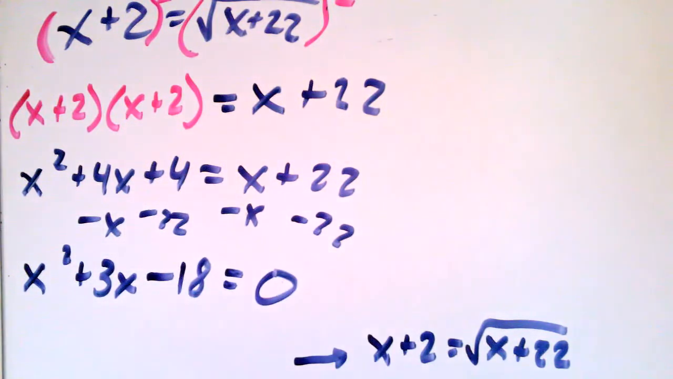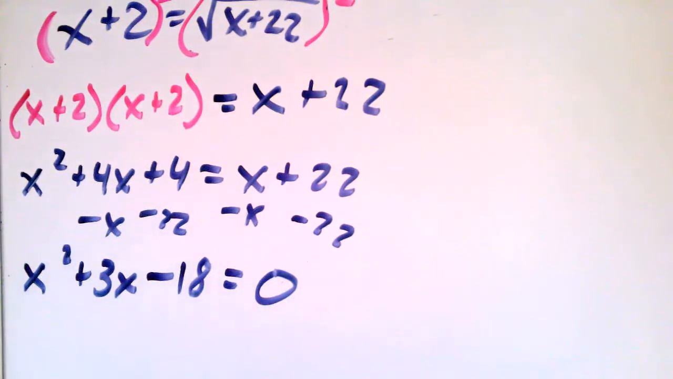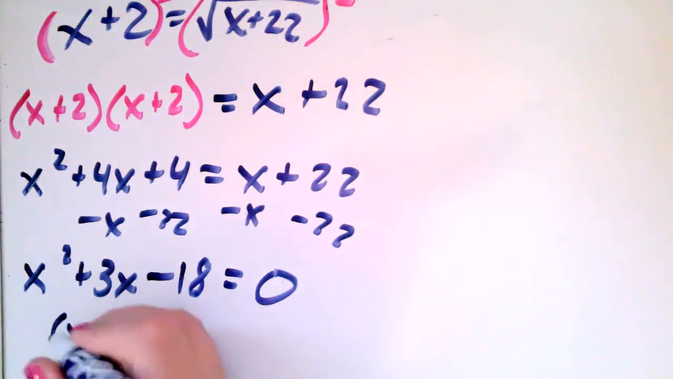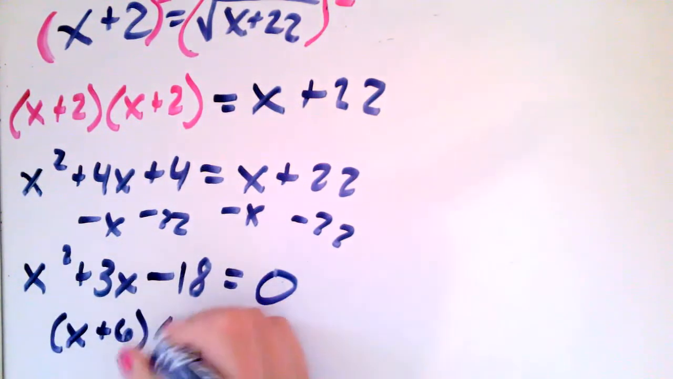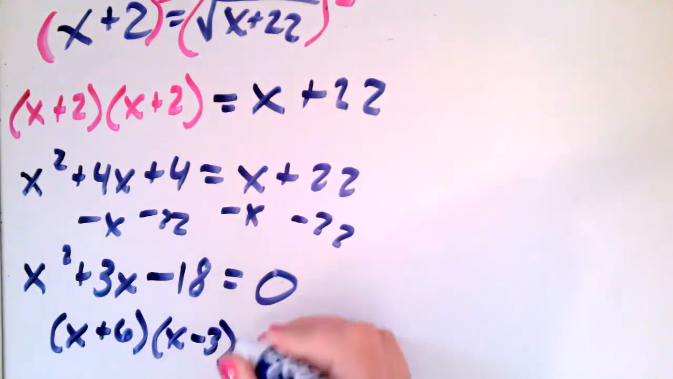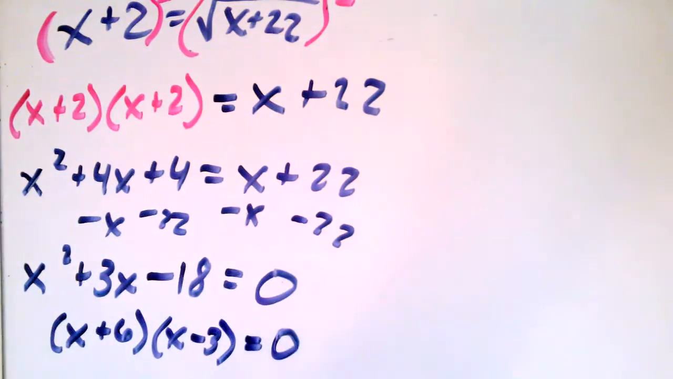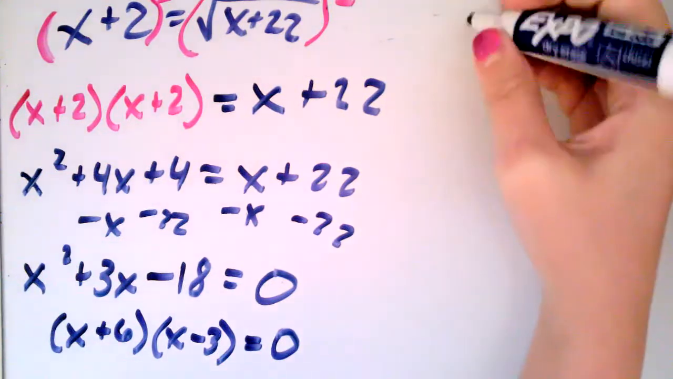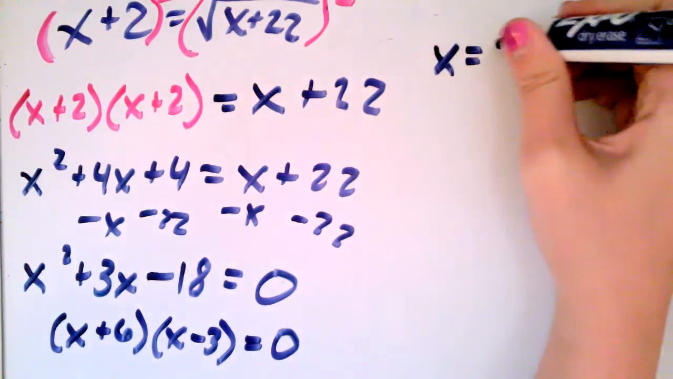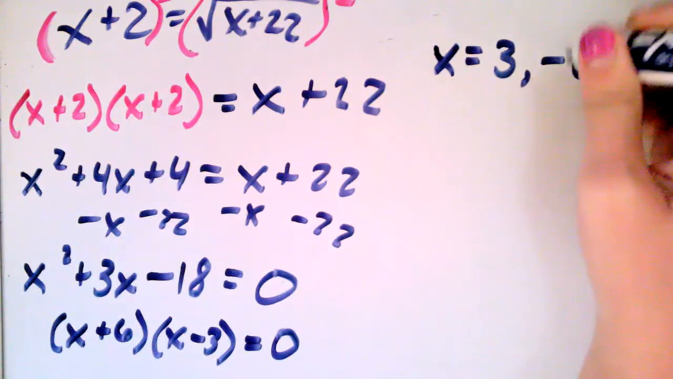And so that looks like hopefully one that factors nicely. So I don't have to complete the square or use quadratic formula or anything. So it looks like this factors to x plus 6, x minus 3. That would multiply to negative 18 and add to 3. So I have two possible solutions here. X could equal 3 or negative 6.